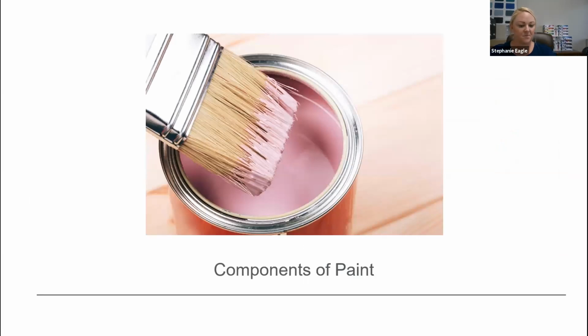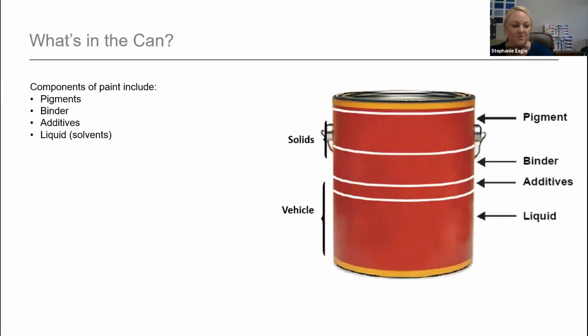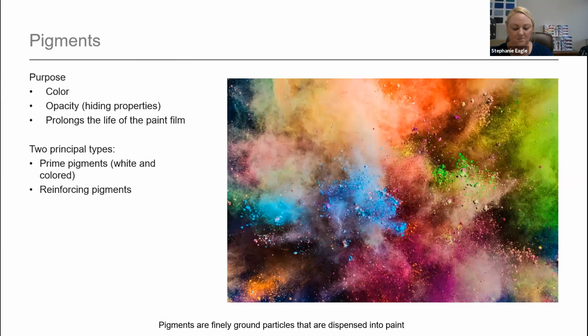Now we move on to the components of paint. What is in the can? Components of paint include the pigments, binder, additives, and the liquid, which are the solvents. Pigments: the purpose of pigments is color, opacity, which is the hiding properties, and prolonging the life of the paint film. The two principal types of pigments are prime pigments, which are white and colored, and reinforcing pigments.